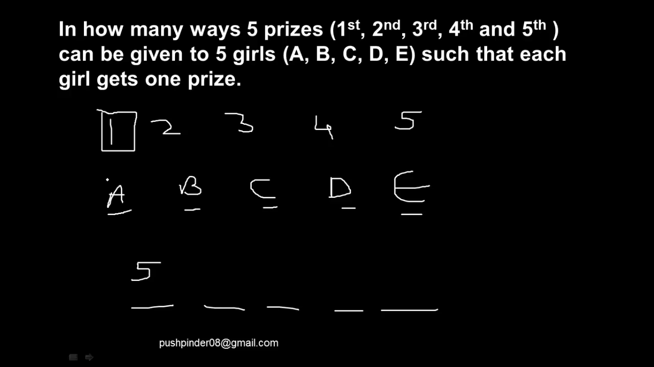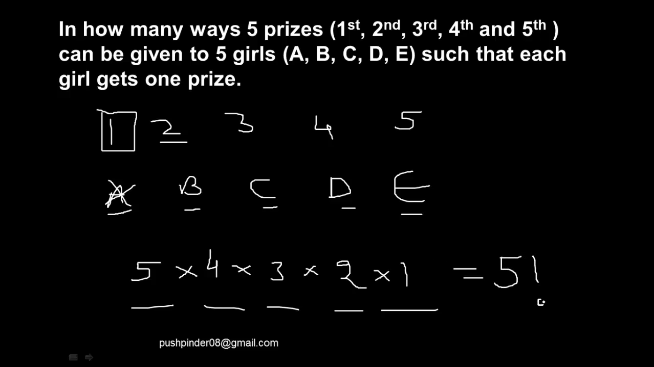Now let's suppose girl A gets the first prize. In how many ways can you distribute the second prize? Because each girl has to get 1 prize, girl A cannot get more than 1 prize. So similarly 4 ways here, 3 ways here, then 2 ways here and 1 way here. So our answer is 5 factorial.